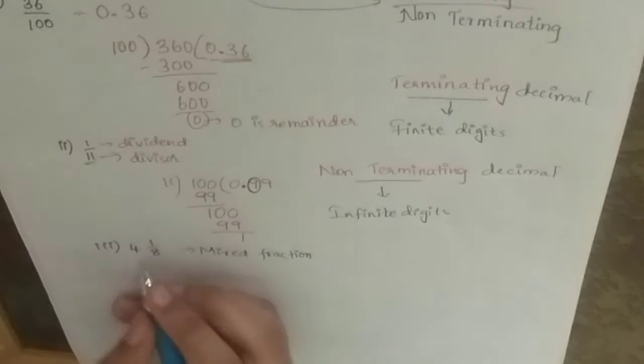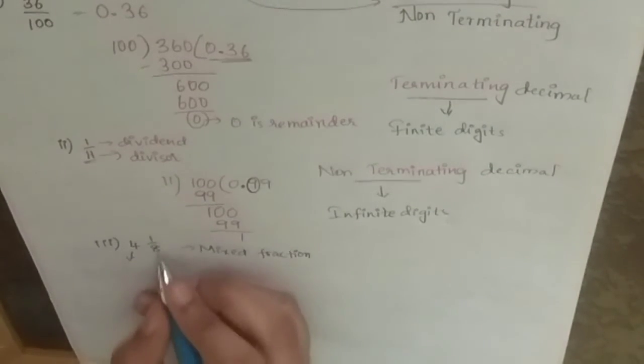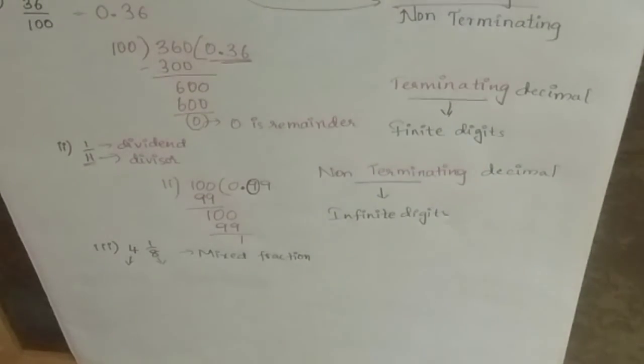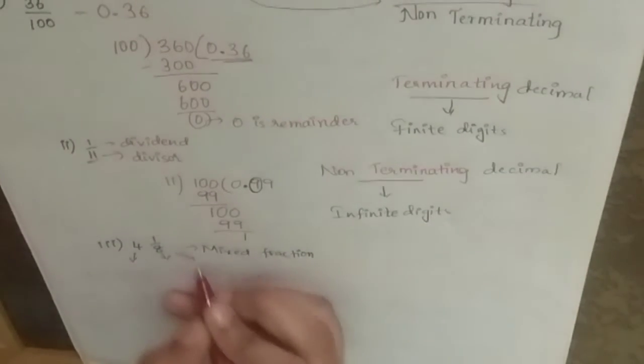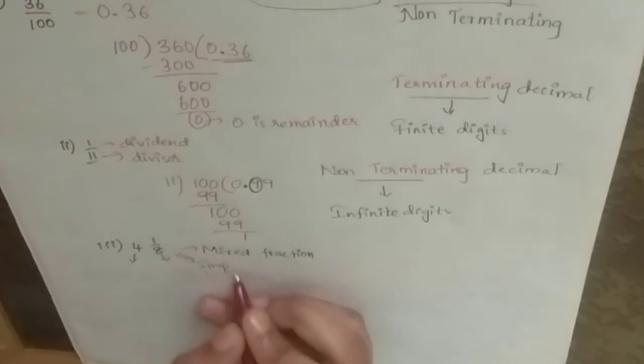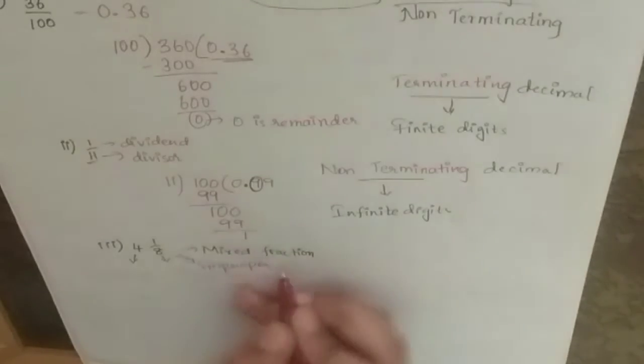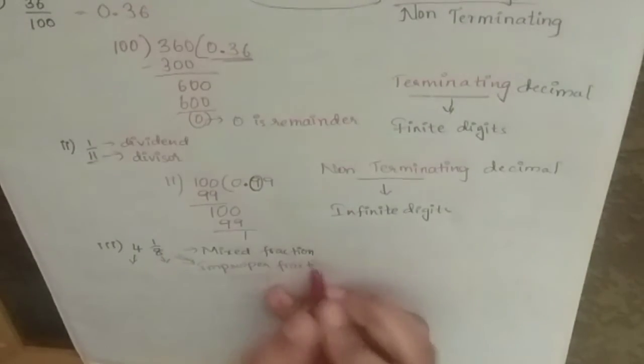A mixed fraction consists of a whole number as well as a fraction, right? We know that. So now what you have to do is just convert this mixed fraction into an improper fraction. That's all. There's no big deal with that.